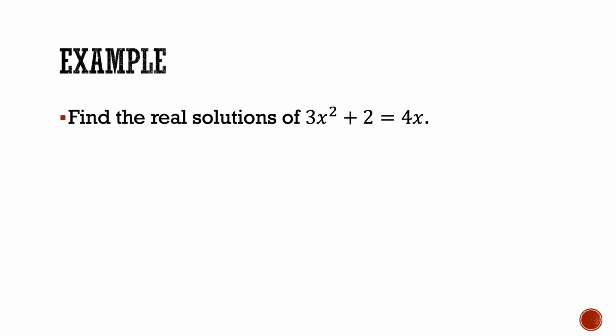So we're going to look at a couple of examples. We'll start with the problem 3x squared plus 2 is equal to 4x. Now remember that in order to use the quadratic formula, you first need to have your equation in the proper form, which means that it needs to be set equal to 0. So I'm going to go ahead and subtract this 4x from both sides of the equation. So this is going to give me 3x squared minus 4x plus 2 is equal to 0.